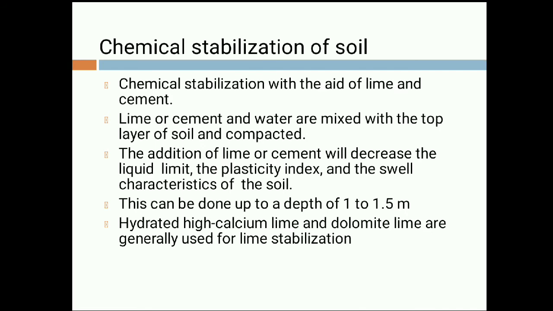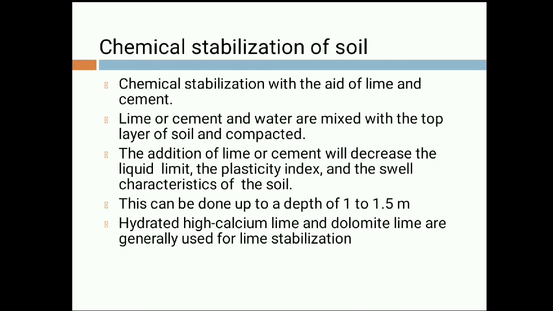The addition of lime or cement will decrease the liquid limit, the plasticity index and the swell characteristics of the soil. Means if we add cement or any kind of supplementary cementitious material in the expansive soil, we can decrease the swelling nature of the soil. This can be done up to a depth of 1 to 1.5 meter. Going more than 2 meters or 3 meters can cost you more as we have to buy the cementitious material. It can be more costly for the overall cost of this structure.